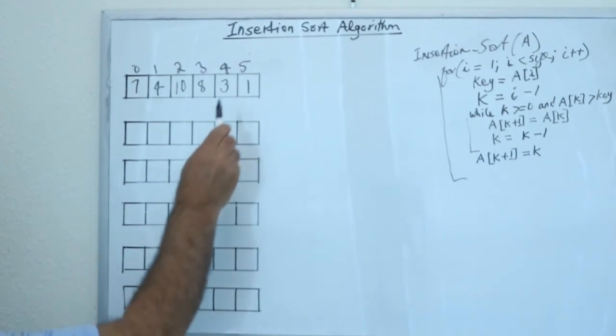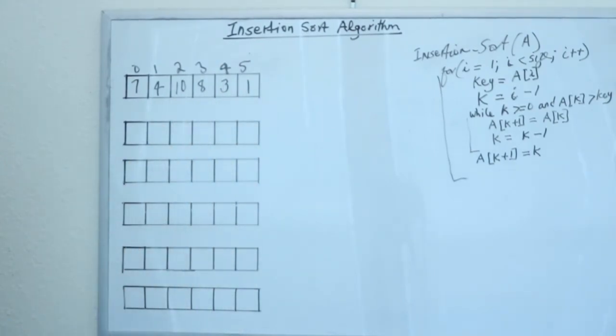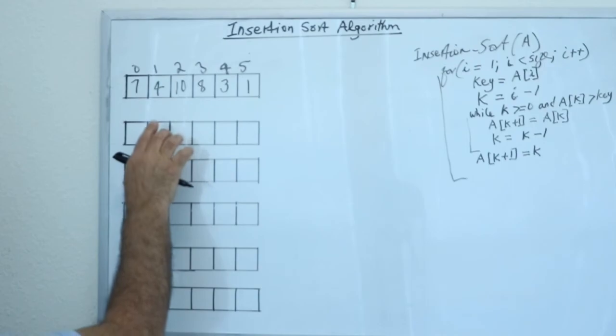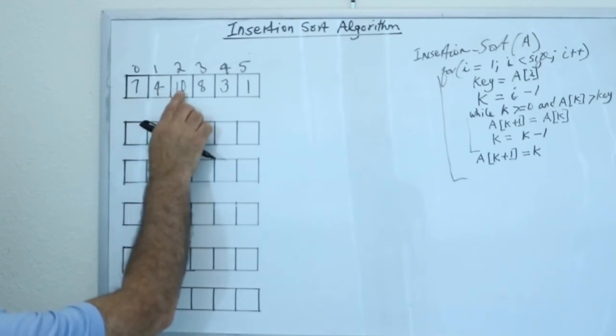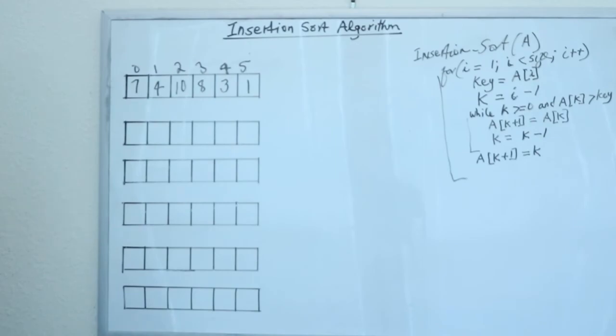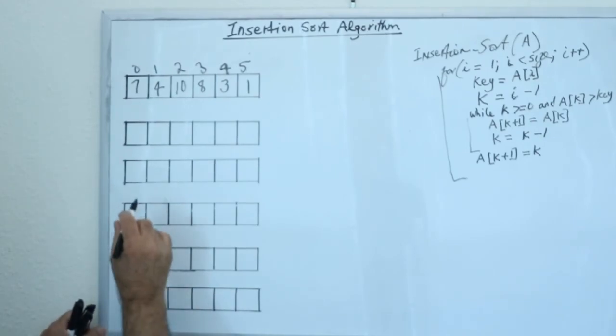This is the insertion sort algorithm. So again, I'm going to go through this. We want to sort in ascending order. So I have these numbers 7, 4, 10, 8, 3, and 1. These are the positions now. The way the insertion sort works is this way.